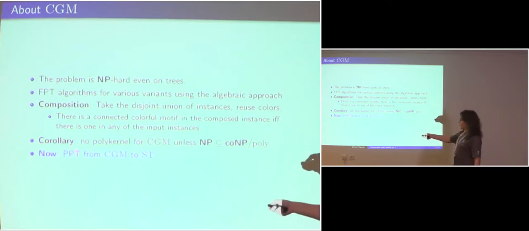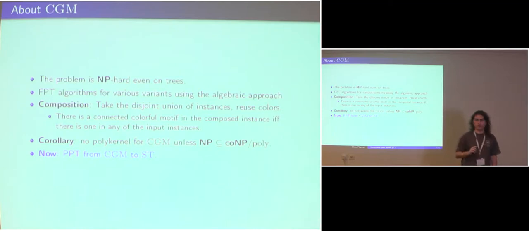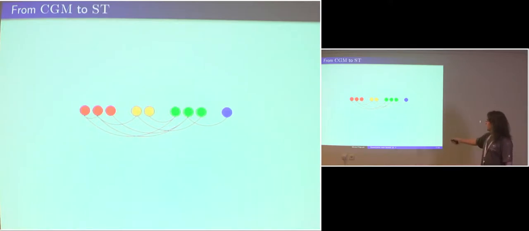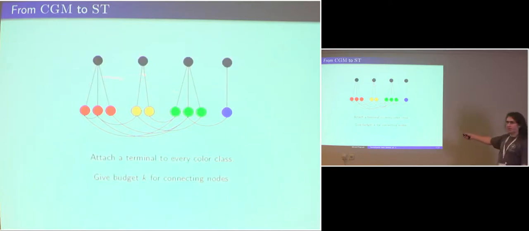So now, what I will show is a polynomial parameter transformation from this colorful graph motif to the Steiner tree problem. So this is a reduction from colorful graph motif to the Steiner tree problem. So let me start with the instance of colorful graph motif. It's actually exactly the same instance that we had on the previous slides, just drawn in a slightly different way. What I do, I add one terminal per each color, yes, and I just connect it to the color. These black nodes are terminals now. Yes? And I ask whether it is possible to connect all terminals by buying at most k non-terminals.